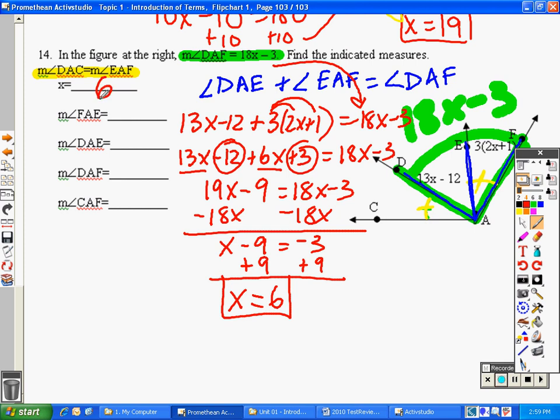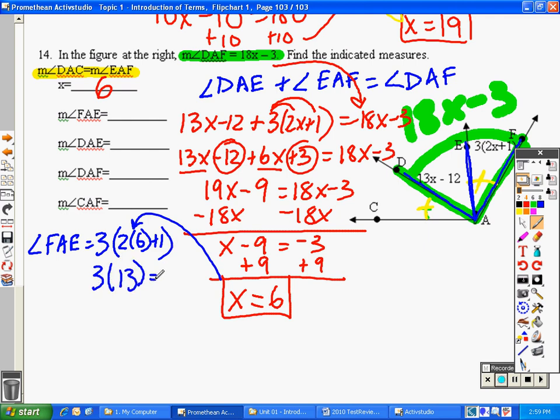All right, now that we have that, we want to go back and find all the other angles that we did not know. So FAE was equal to 3 times 2x plus 1. 3 times 2 times 6, because x is now 6, plus 1, which is 3 times 12 plus 1, or 13, which is 39. 39 degrees.